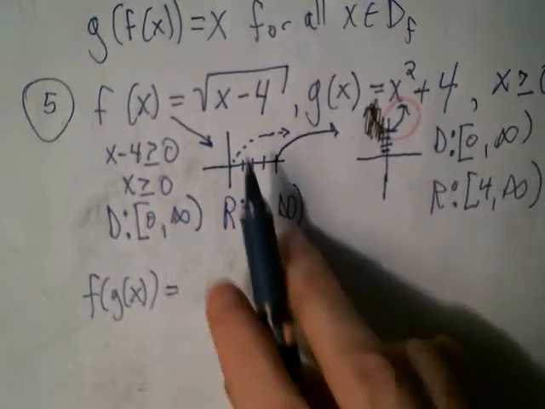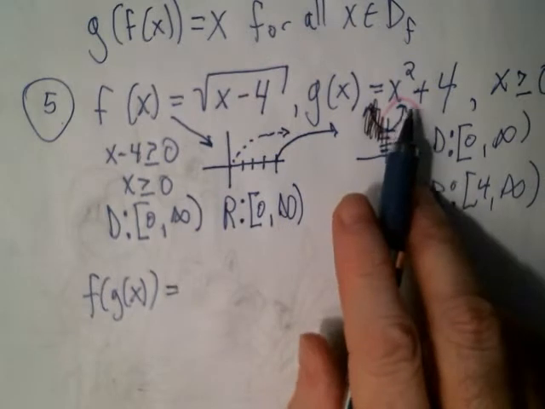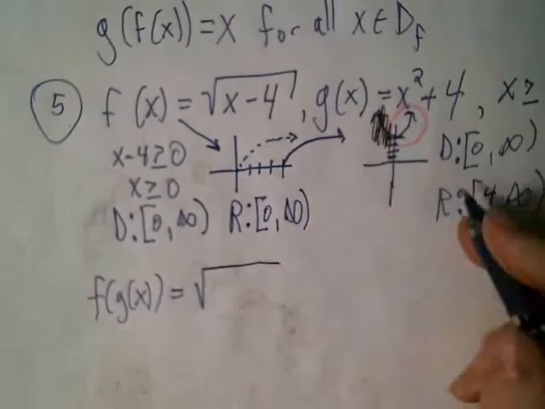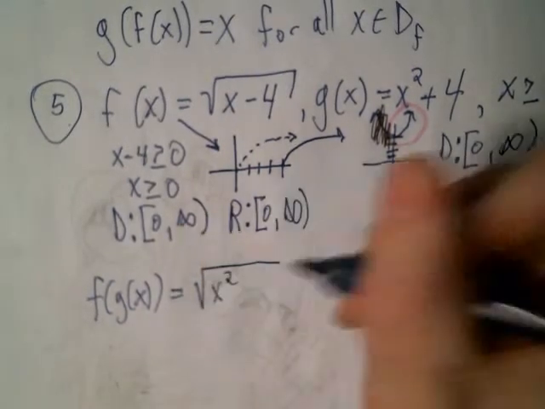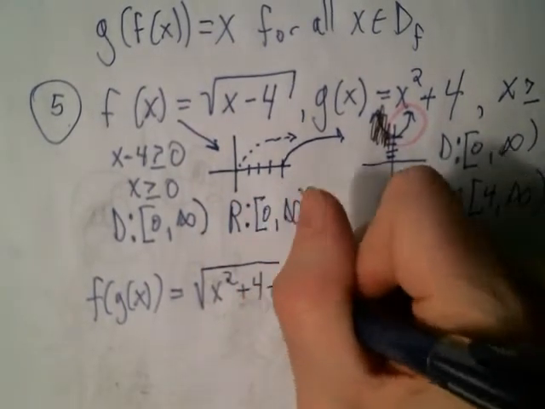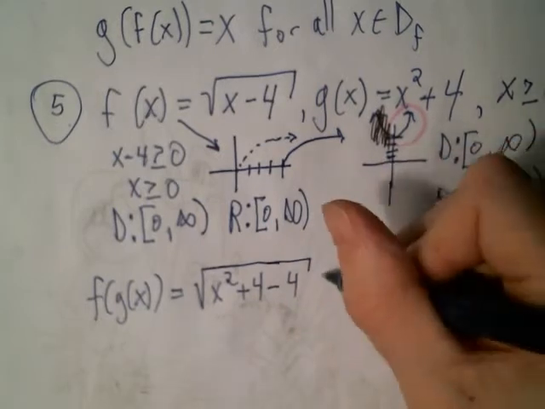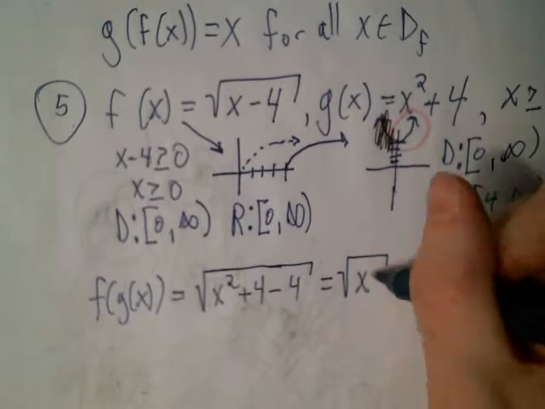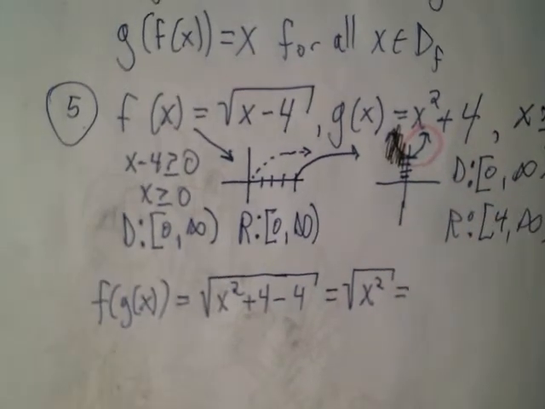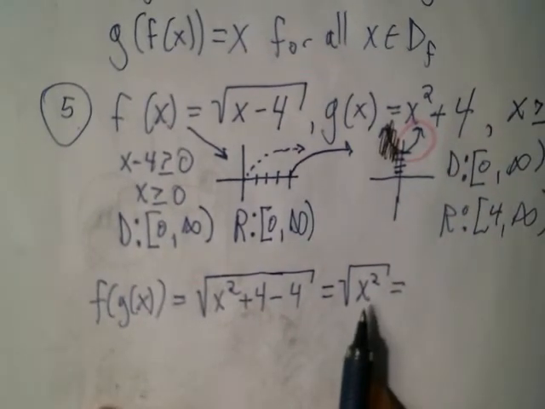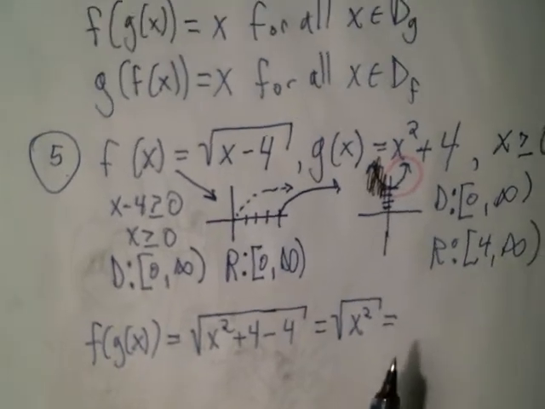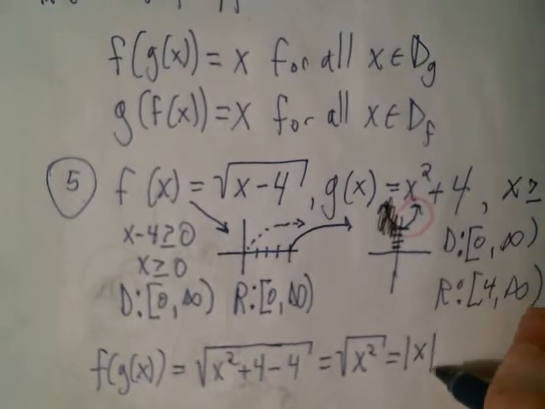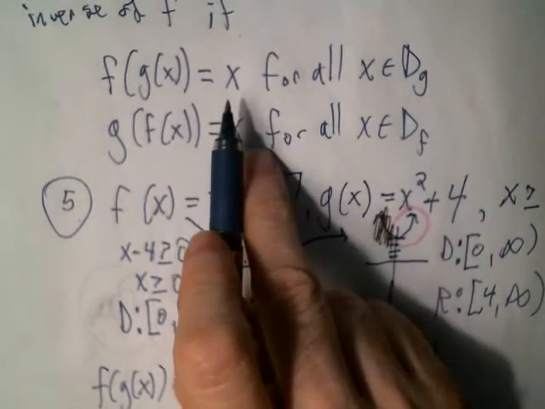Taking this thing, vice versa, right? This thing, and I'm putting them in here. So I'll have the square root of, replace x with x squared plus 4, and then we'll go minus 4. 4 minus 4 is 0, and then we have the square root of x squared. And again, that's one of those technical issues, right? The square root of x squared is not just x. It's the absolute value of x. So technically, this thing really isn't equaling out to x.